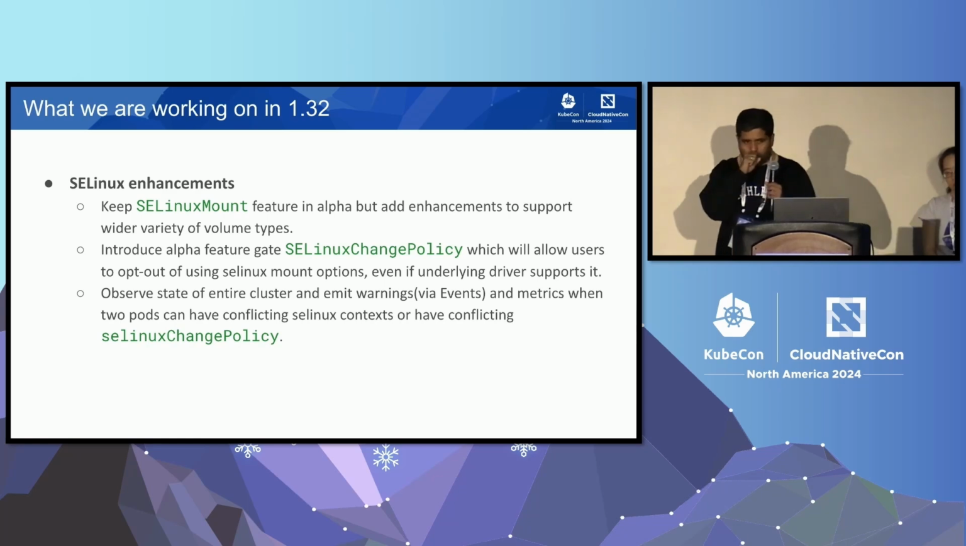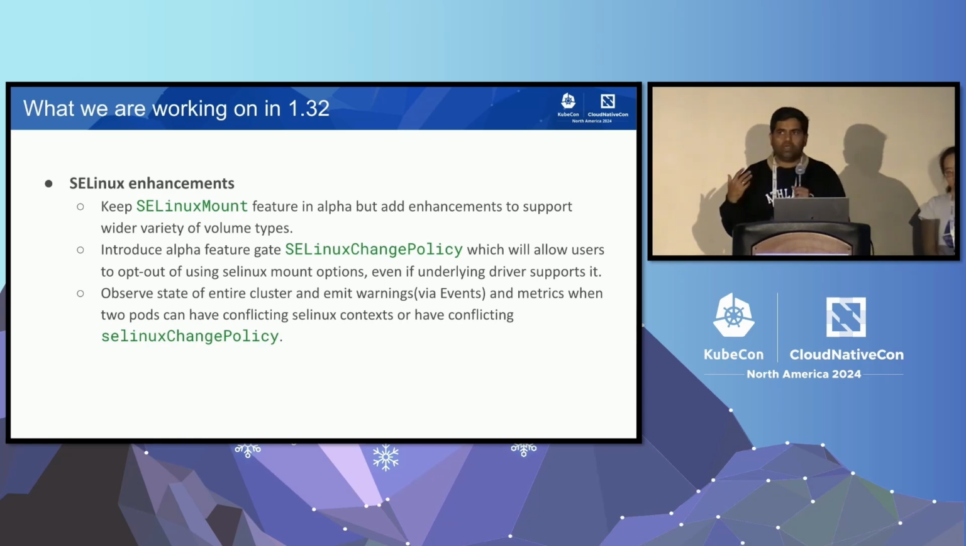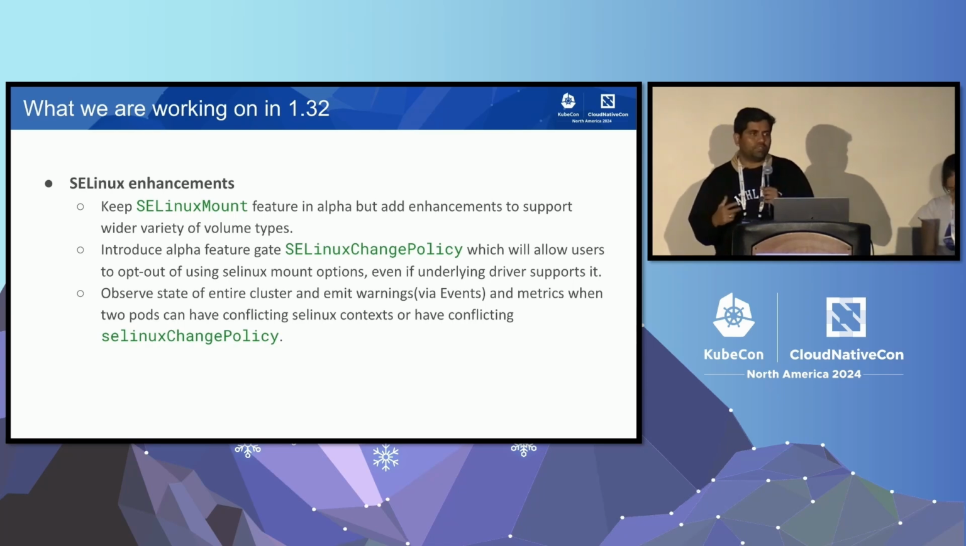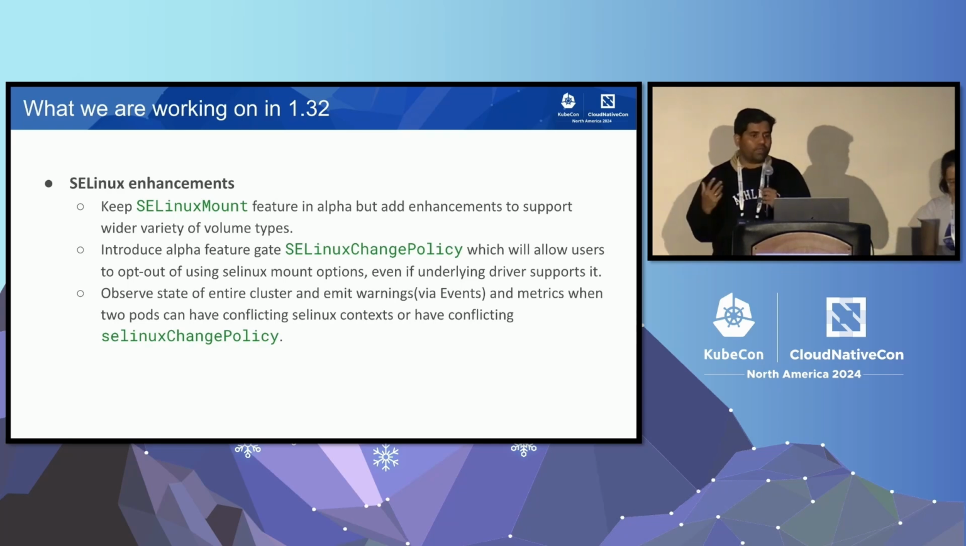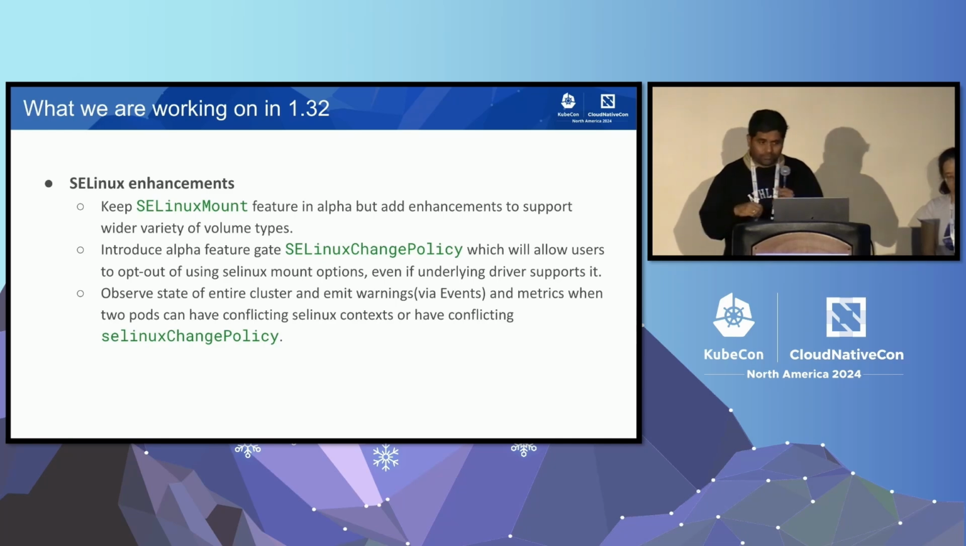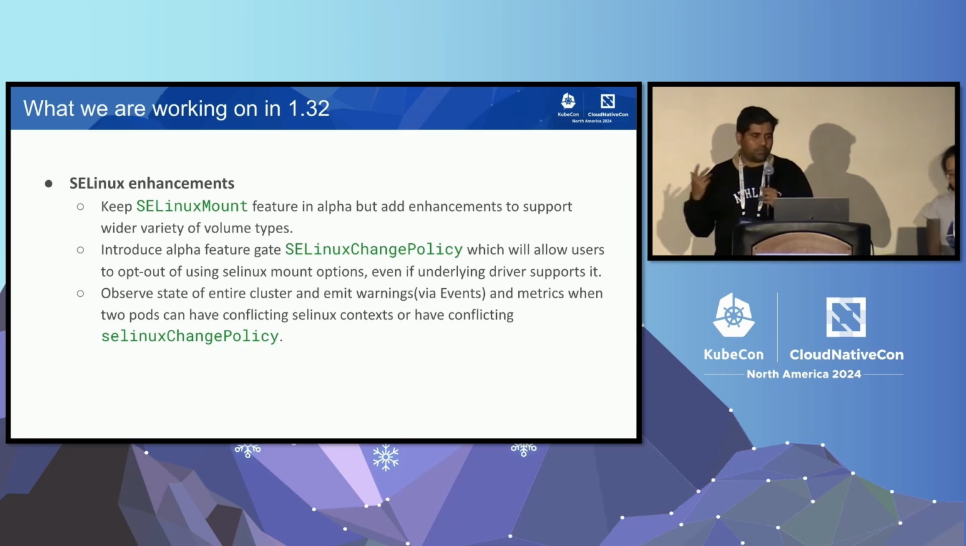And what we are doing is we have introduced this new feature gate called SELinuxChangePolicy, because by default, when we enable this feature for all volume types, there's a potential to introduce some breaking changes. So having this additional feature gate, which allows you to configure this SELinux change policy in your pod, allows you to opt out of using the mount option for SELinux relabeling. So that could improve your performance of pod startup and whatnot.